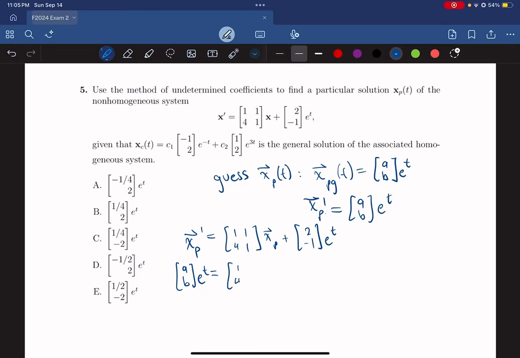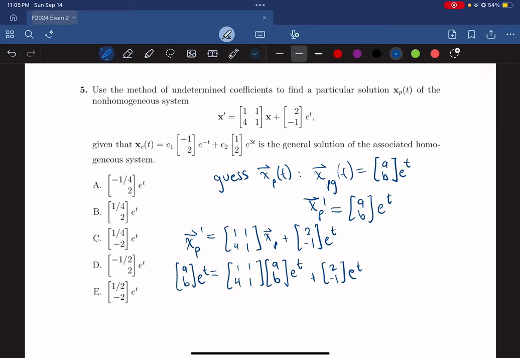And ab e to the t plus 2 [negative 1] e to the t. And from there, you do some matrix multiplication between these two, and then it just becomes a system, and you can just solve from there.